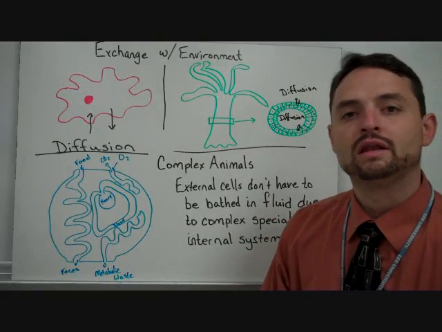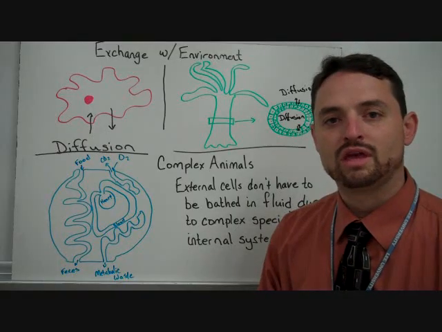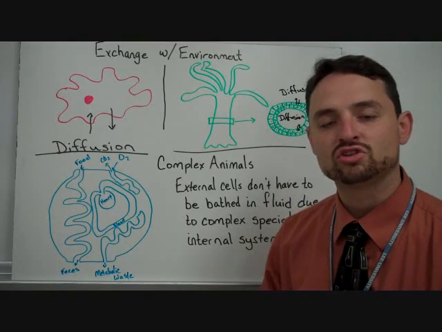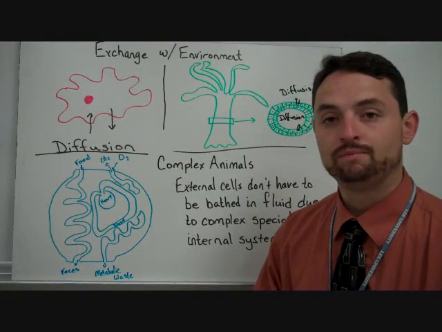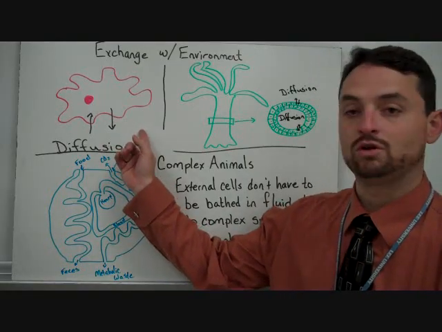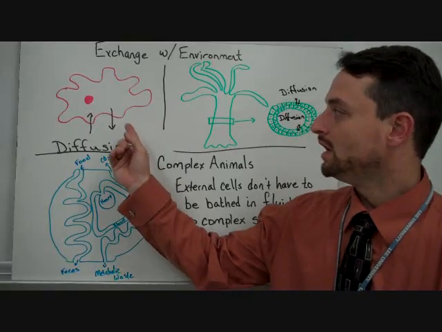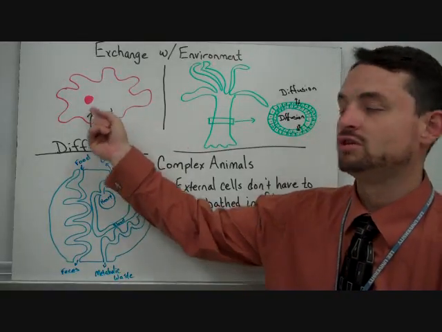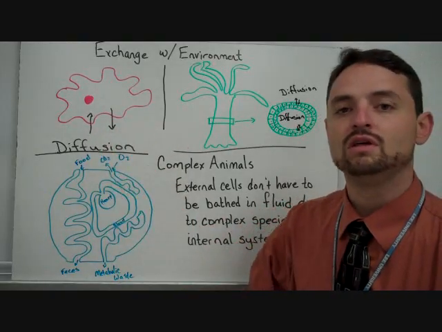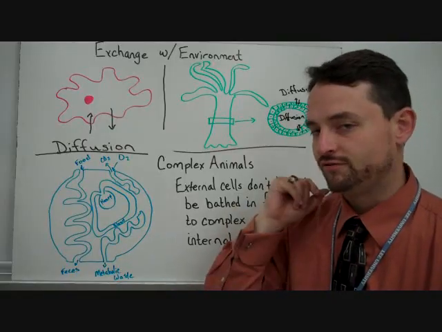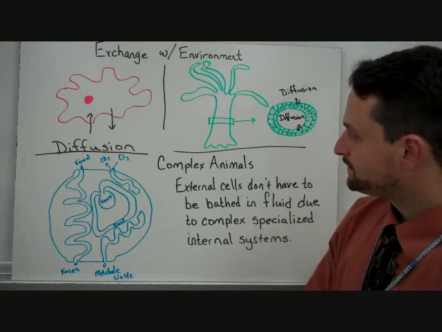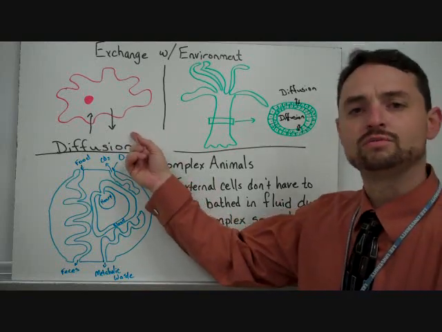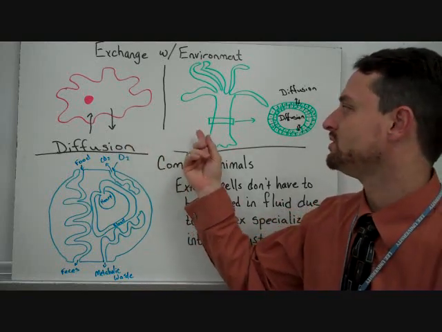When you're looking at organisms in nature, they have to have a way to exchange certain things with the surroundings that they live in. For simple one-celled organisms like this amoeba right here, its simple exchange is just diffusion. It diffuses molecules that it needs straight into the cell, and it diffuses molecules it doesn't need straight out through the cell membrane.